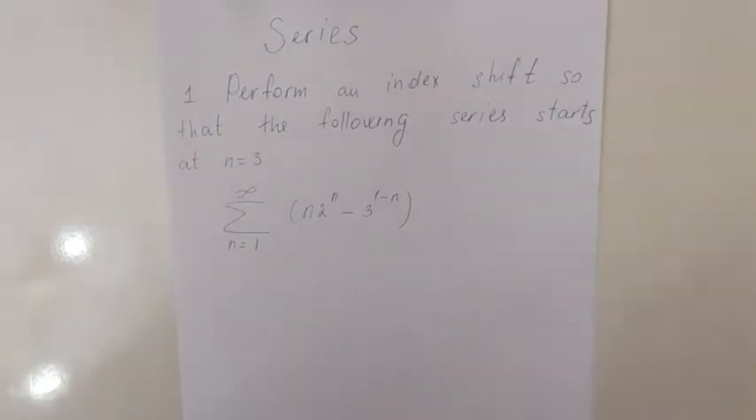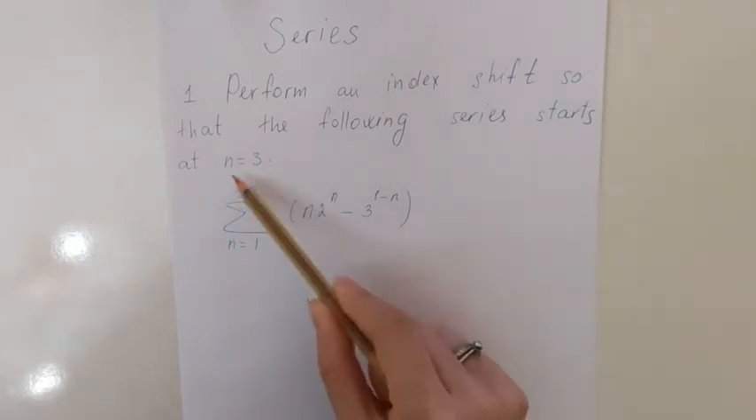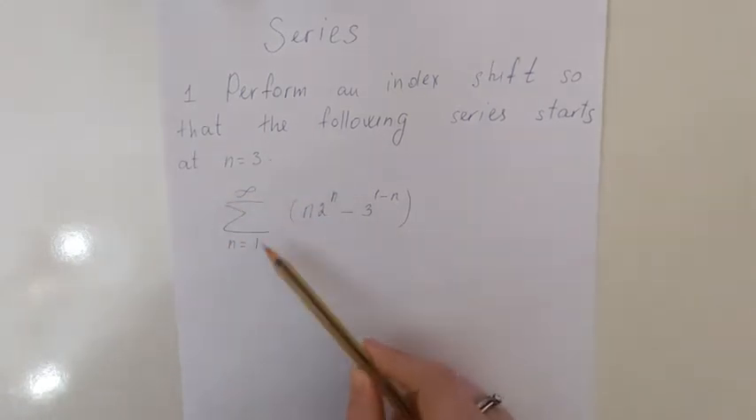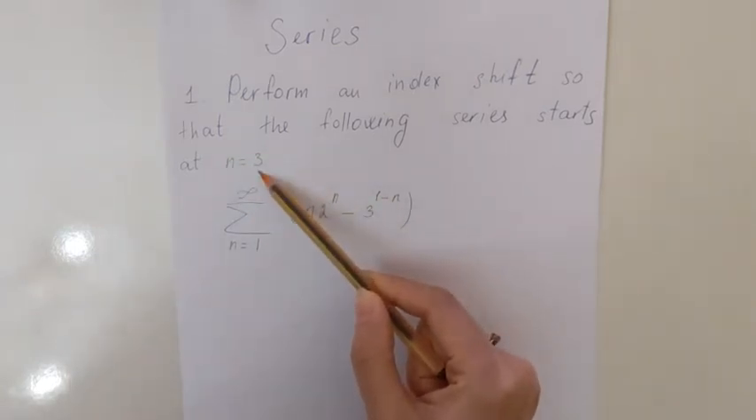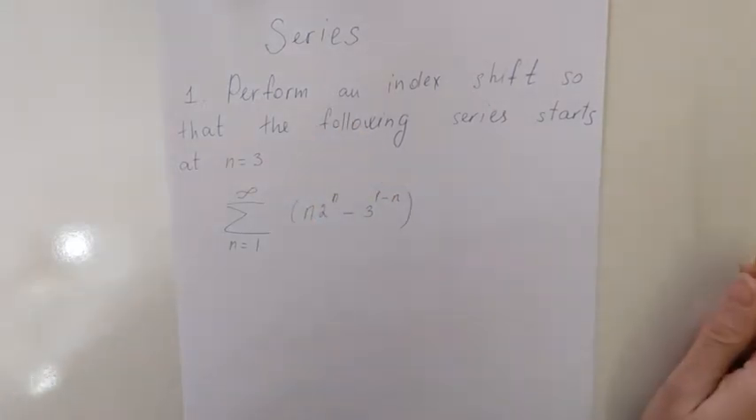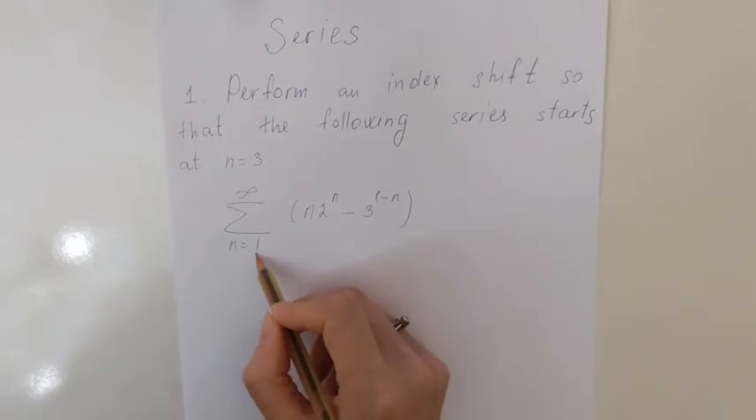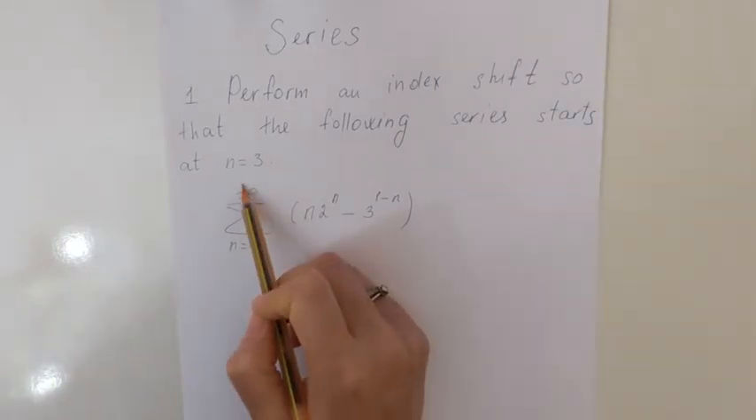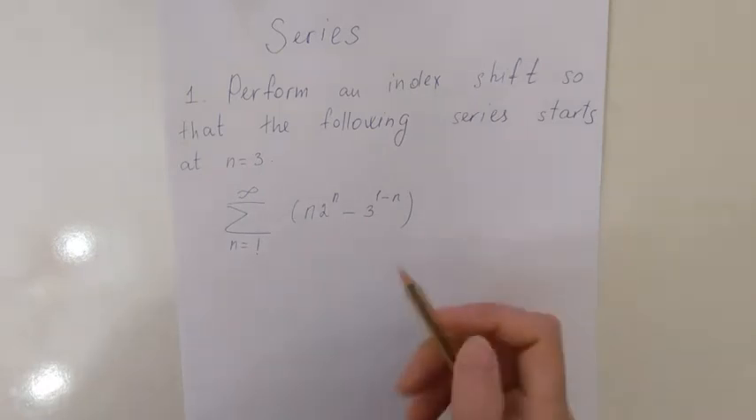Shifting the index. First question: perform an index shift so that the following series starts at n equals 3. As you can see easily from the example, the index starts with 1, but we need to shift it and the new series will start with 3. There really isn't much to this problem. Just remember that in this case, we will need to increase the initial value of the index by 2. So it will start at n equals 3, and this means that all the n's in the series terms will need to decrease by the same amount.